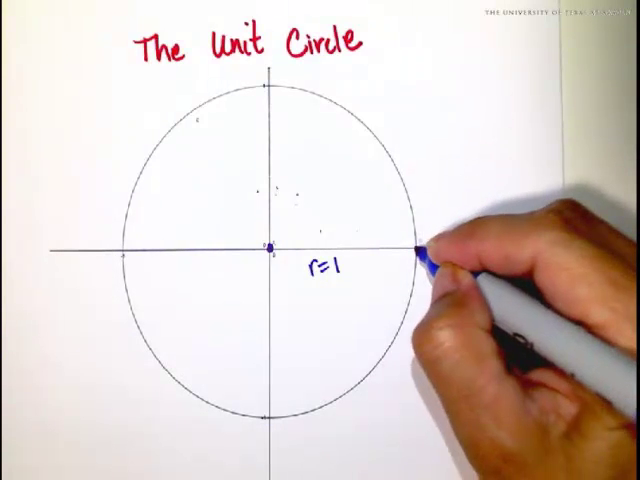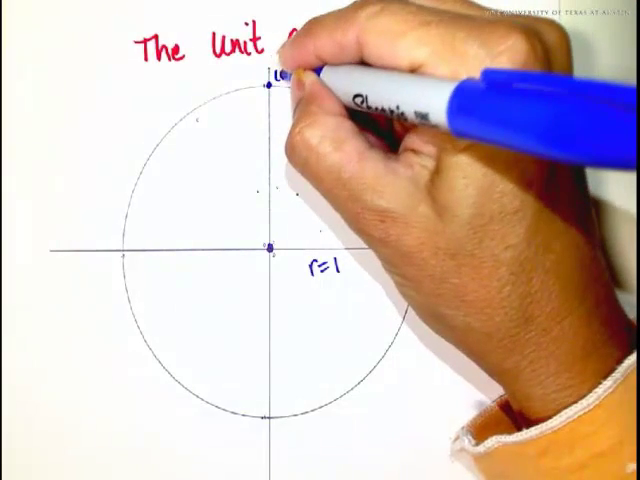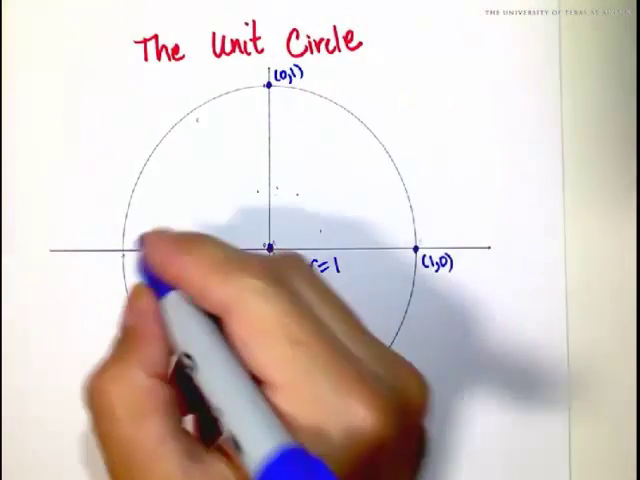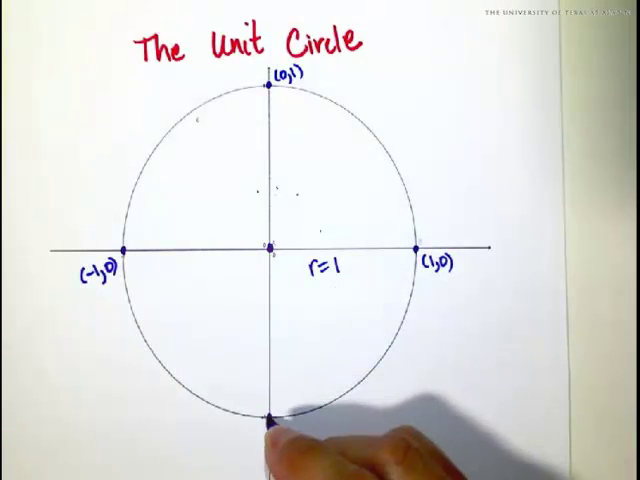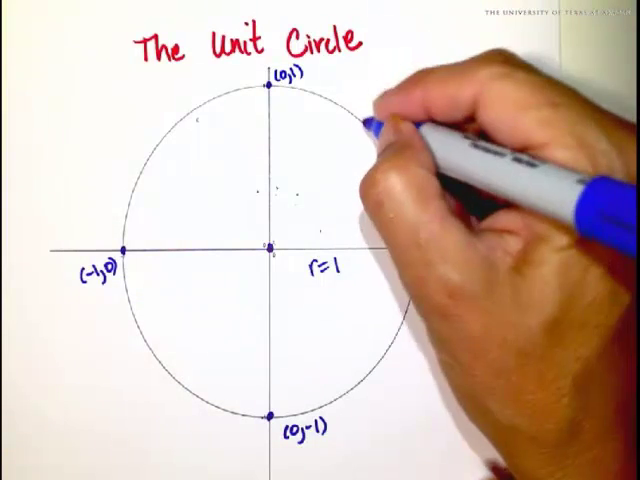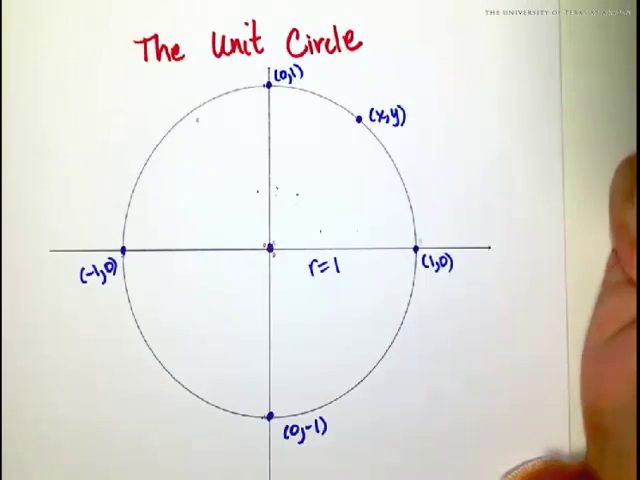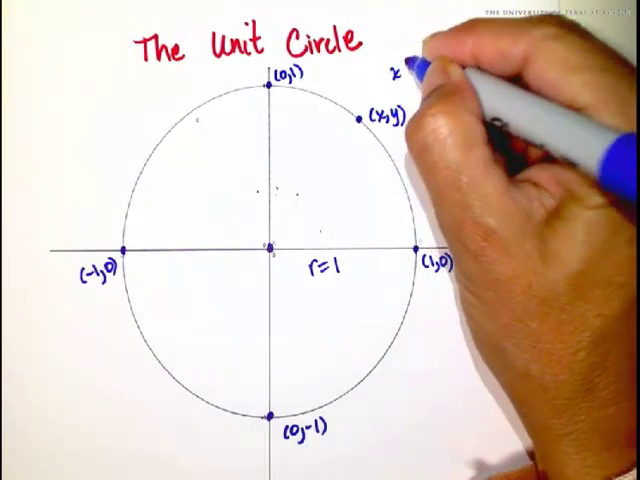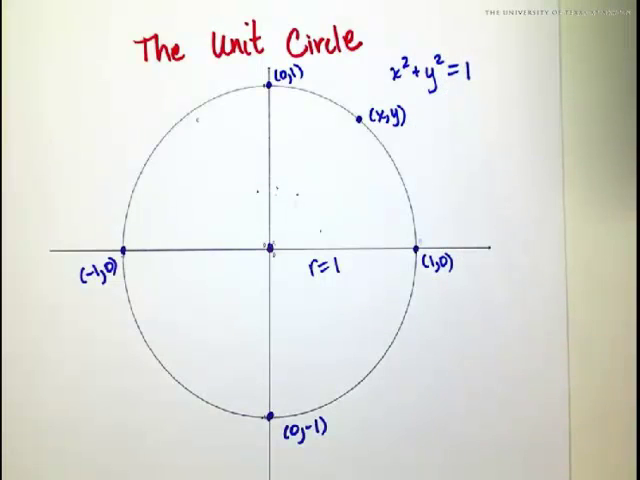We know the point (1, 0) lies on the unit circle, (0, 1) lies on the unit circle, (-1, 0), and (0, -1). Those are 4 important points that lie on the unit circle. And given any point that lies on the unit circle, let's say (x, y), it will satisfy the formula x squared plus y squared equals 1. That's what it means to lie on the unit circle.